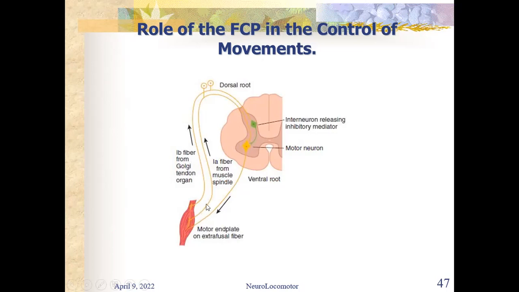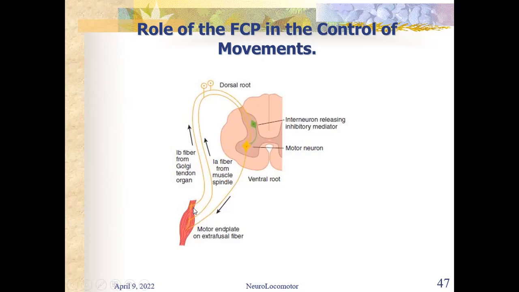You can also see the IA fiber from the intrafusal part of the muscle spindle. The IB is from the Golgi tendon. The IA is from the muscle spindle. It also converges on the nuclei of the motor neuron in the anterior gray horn of the spinal cord, and then innervates the extrafusal fiber of the muscle via the alpha motor neuron. So this is how the connection goes about, the role of the final common pathway. The alpha motor neuron is the final common pathway.